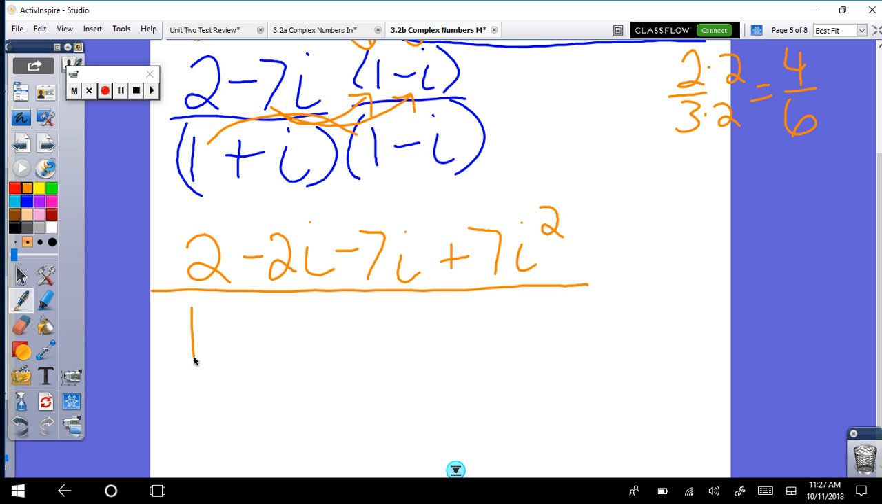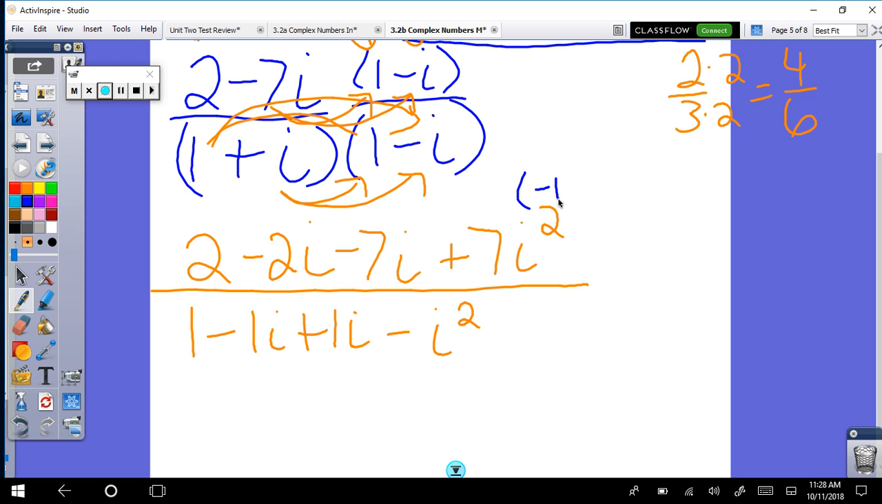1 times 1 is 1. 1 times negative I is negative 1I. I times positive 1 is plus 1I. And I times negative I is negative I squared. So let's reduce that a little bit. Remember that this I squared, and this I squared, will be negative 1 as well.